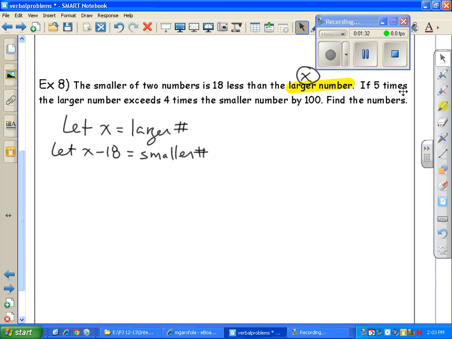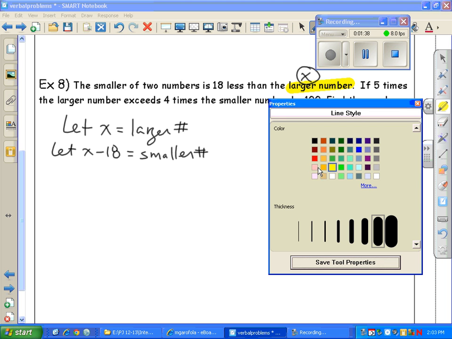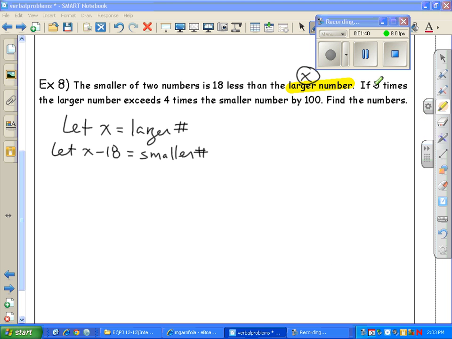The equation will come from the next sentence. If 5 times the larger, so we'll start there, and I like the idea of highlighting. If you have highlighters, it's a good time to use them in this unit when we're working on these word problems. Highlight specific sections that are going to create your equation. So like this section in pink, 5 times the larger number, see, well, the larger number is x, 5 times that would be 5x. So for that section, I'm going to have 5x.